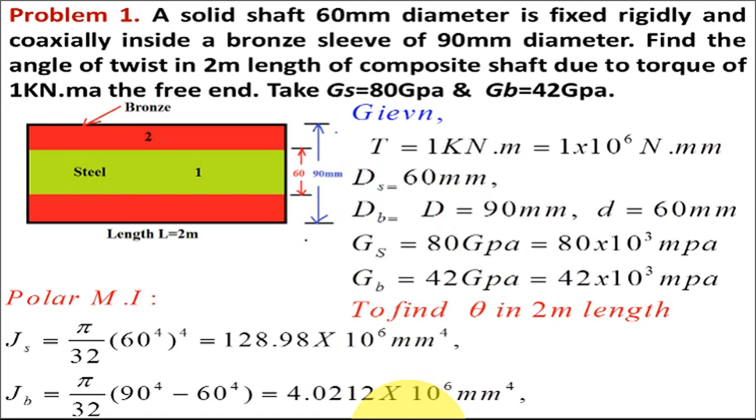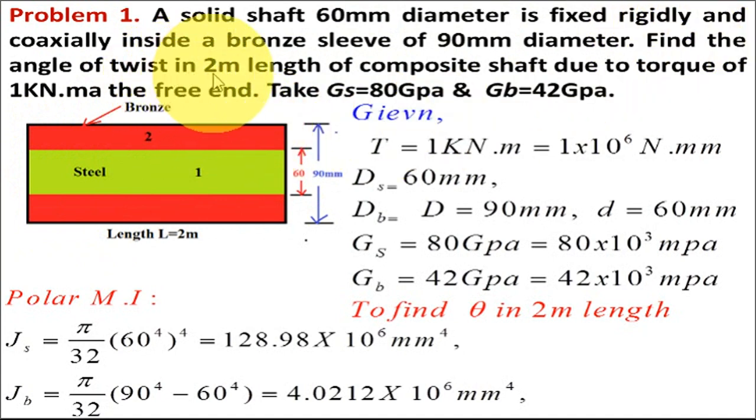Now we will discuss a few problems. See the first problem. A solid shaft of 60 mm diameter is fixed rigidly and coaxially. Coaxially means having the same axis, both shafts will have the same axis, coaxially inside a bronze sleeve of 90 mm diameter. It means the external red color is the bronze sleeve, or bronze hollow shaft.